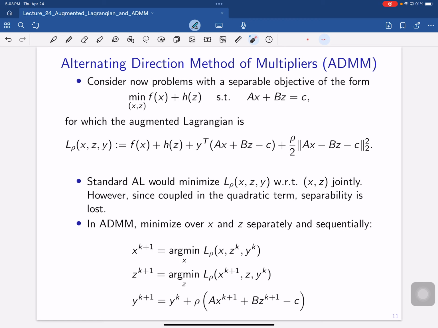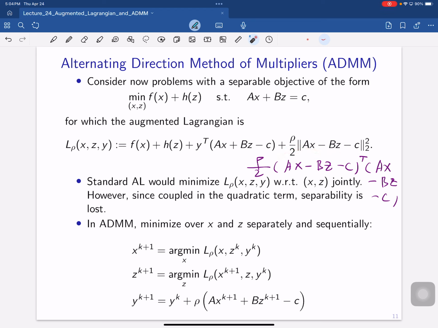You look confused, right? So if you have this quadratic term, this is essentially rho (Ax - Bz - c) transpose (Ax - Bz - c), right? That's what the 2 norm means, right? A vector transpose a vector is a 2 norm, right?